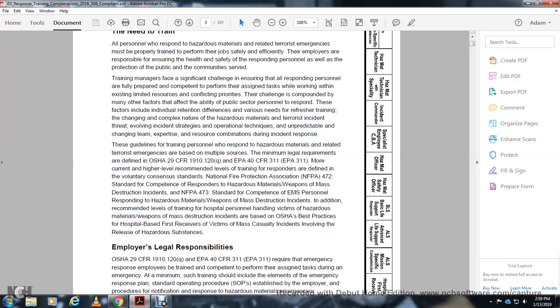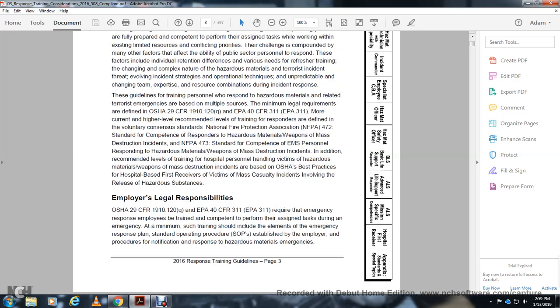In addition, the recommended level of training for hospital personnel handling victims of hazardous material weapons of mass destruction incidents is based on OSHA's best practices for hospital-based first receivers of victims from mass casualty incidents involving the release of hazardous substances. Employers have a legal responsibility: OSHA Title 29 CFR 1910.120(q) and EPA Title 40 CFR 311 require emergency response employees to be trained and competent to perform their assigned tasks during an emergency. The minimum training includes the elements of the emergency response plan, standard operating procedures established by the employer, and procedures for notification and response to hazardous material emergencies.